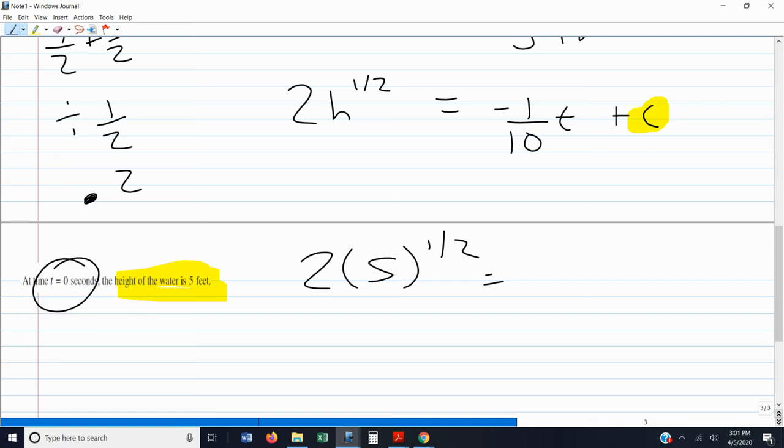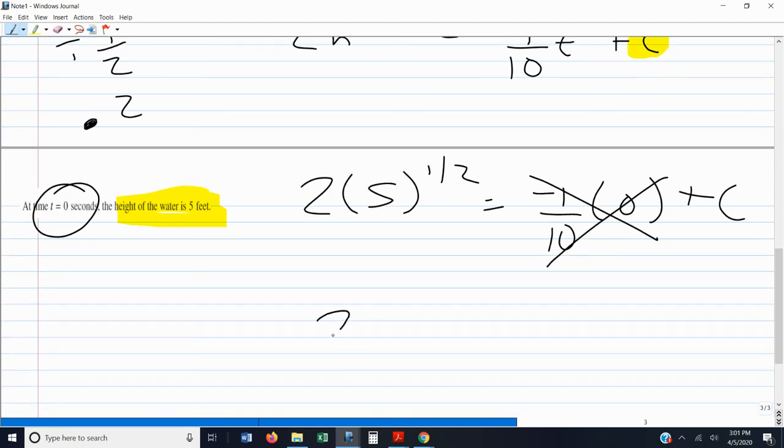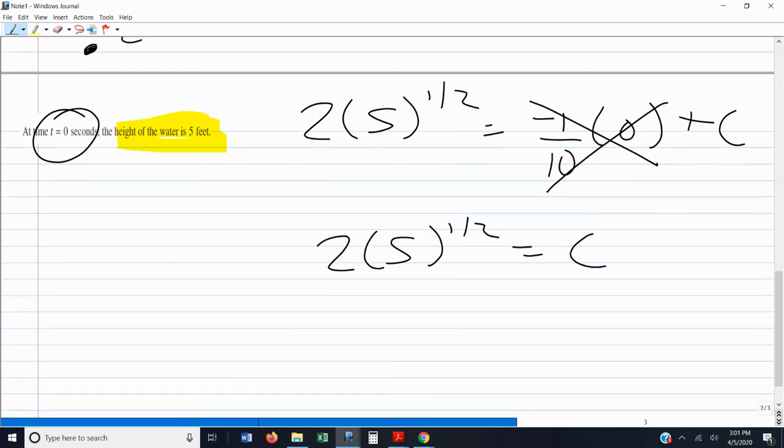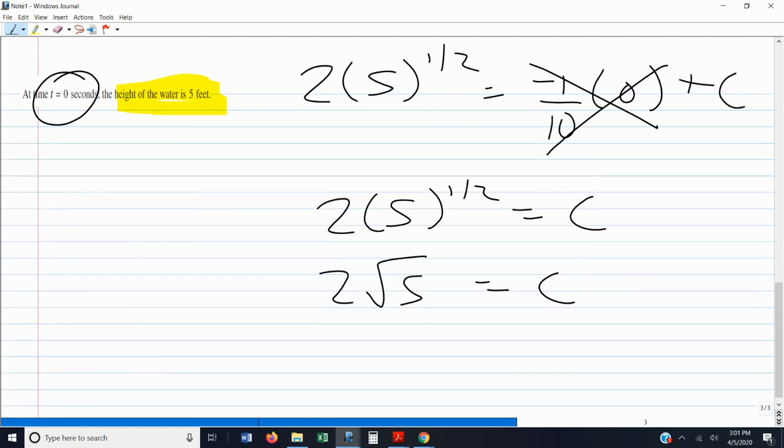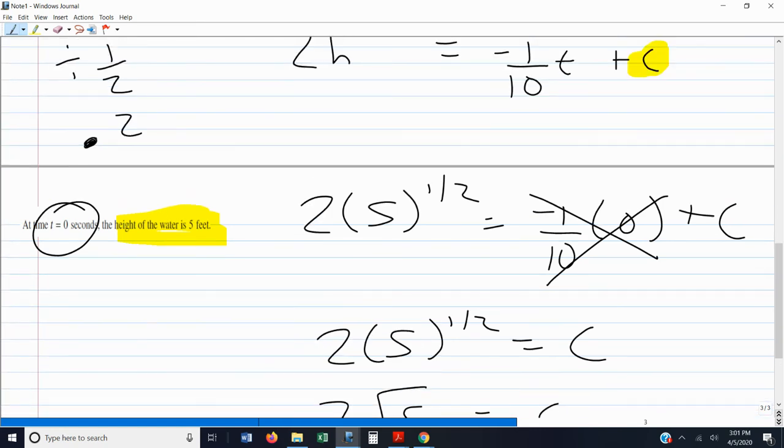And it says time is 0. So we're plugging in that initial condition, that's going to go away. And you have 2, 5 to the 1/2 is your constant. I definitely prefer to write that in this way. That 5 to the 1/2 is the same as the square root of 5. So that constant, that's your third point on this question.